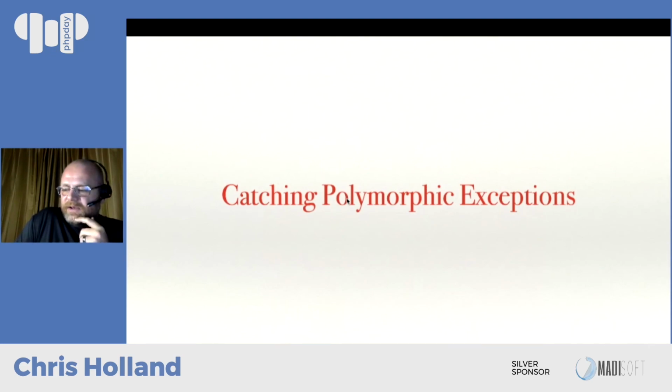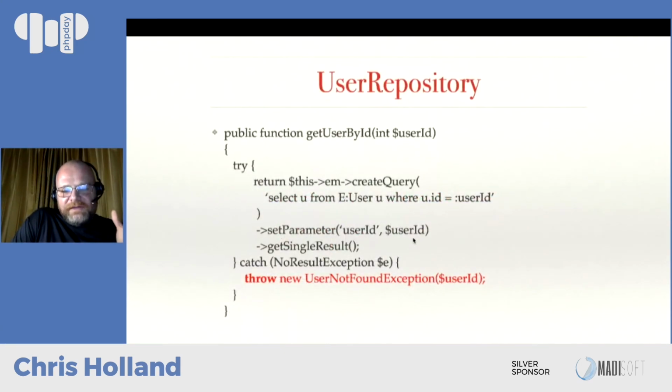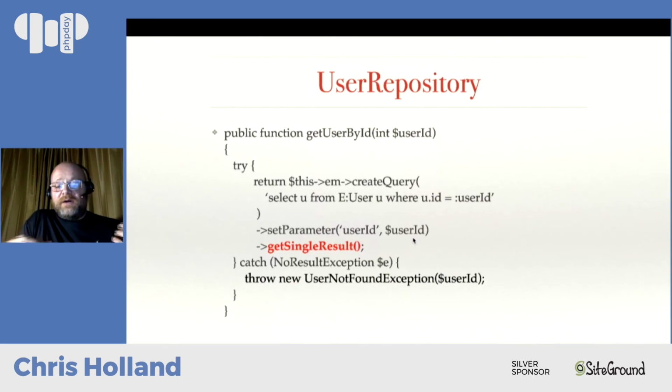Okay, so now we're going to look at catching polymorphic exceptions. That's kind of like catching exceptions in different layers. So let me show you an example. We're going to look at the Doctrine ORM, and some of its code. But before diving into the Doctrine ORM code, we're going to look back at our code. I showed you this earlier, and in this code example, I'm calling a method called getSingleResult. getSingleResult is a method that is part of the Doctrine ORM.